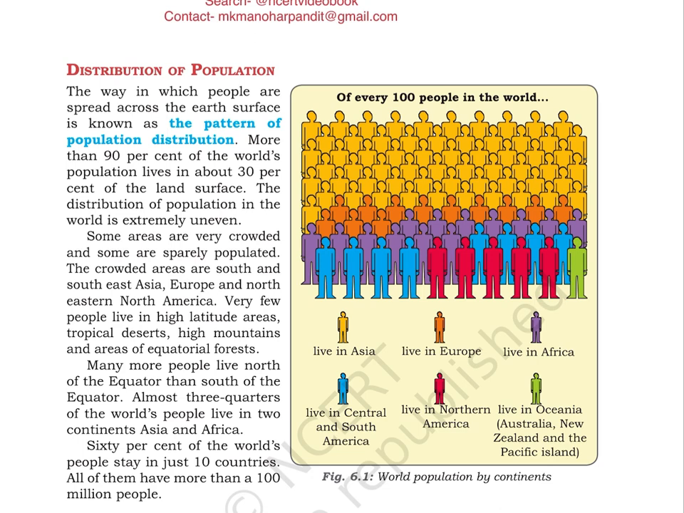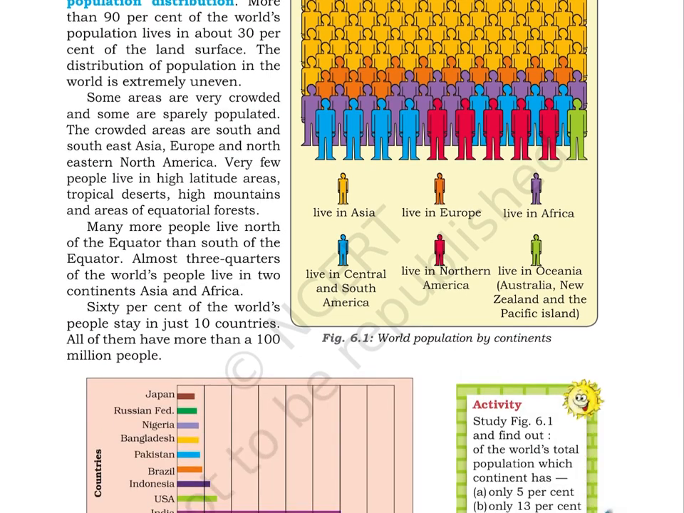The crowded areas are South and Southeast Asia, Europe, and Northeastern North America. Very few people live in high latitude areas, tropical deserts, high mountains, and areas of equatorial forests. Many more people live north of the equator than south of the equator. Almost 3/4 of the world's people live in 2 continents, Asia and Africa. 60% of the world's people stay in just 10 countries. All of them have more than 100 million people.